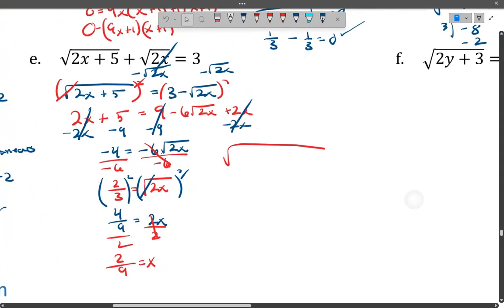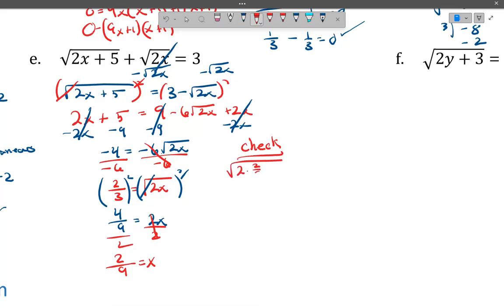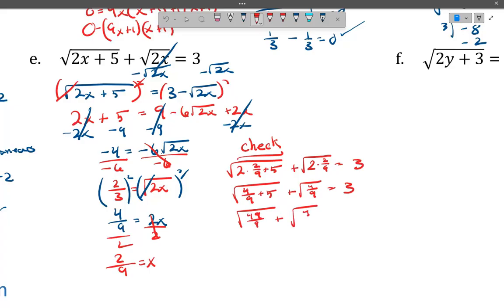The square root of 2 times 2/9 plus 5 plus the square root of 2 times 2/9 equals 3. So we get the square root of 4/9 plus 5 plus the square root of 4/9 equals 3. Here we can add those together and we get the square root of 49/9 plus the square root of 4/9 equals 3.